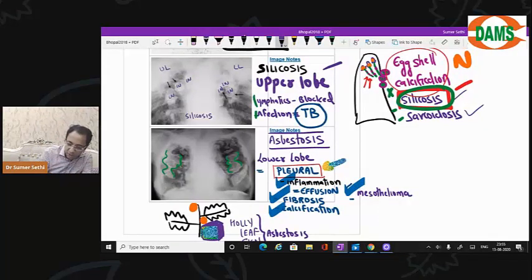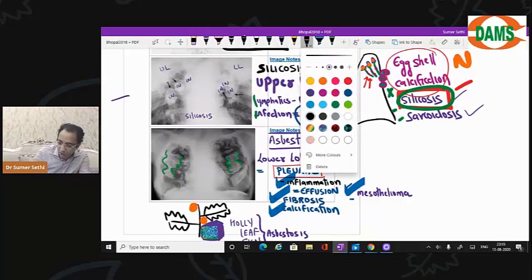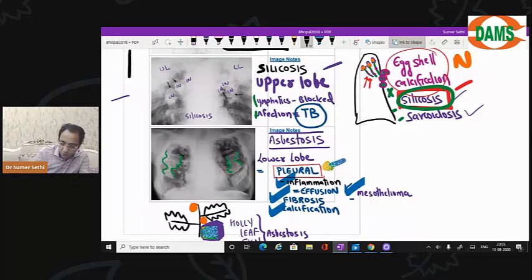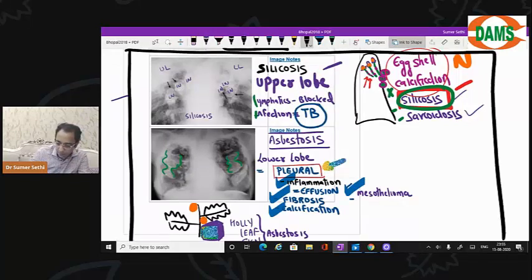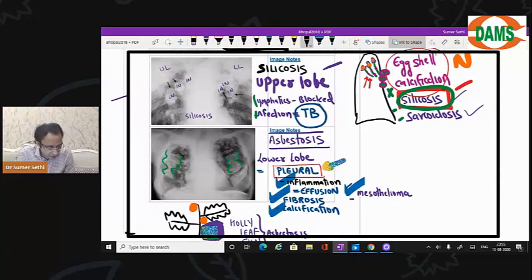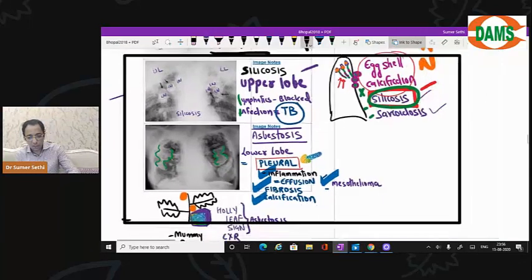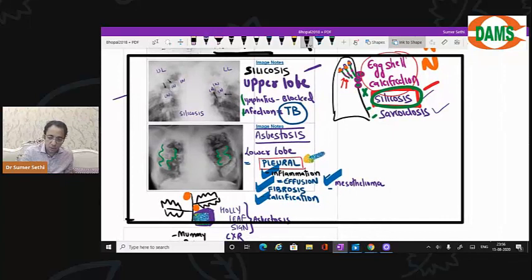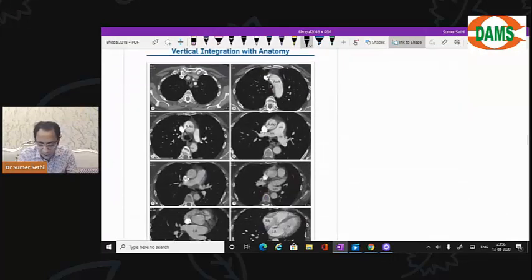So what we learned in this flashcard was the radiological differences between silicosis and asbestosis. In this flashcard we learned the X-ray differences between silicosis and sarcoidosis. Now we come to the last part of the class.